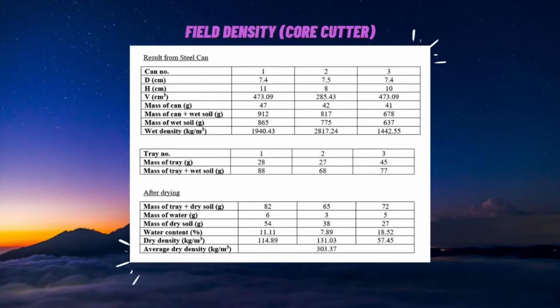So this is the data that I get from this laboratory test. The value of wet density is calculated using total mass divided by total volume. Meanwhile, the value for the dry density is calculated using mass of solid divided by total volume.